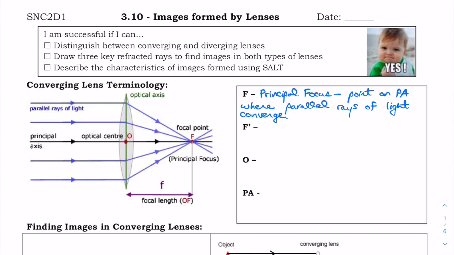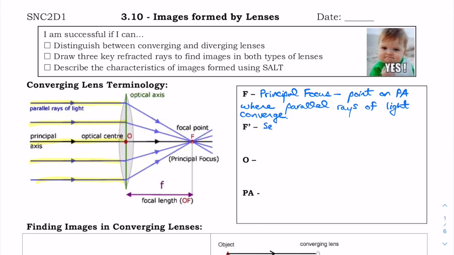And you can see this happening. To the left of the lens, we have incoming rays of parallel light. And as these rays of light hit the converging lens, the rays of light do as the name suggests and converge at the focal point.